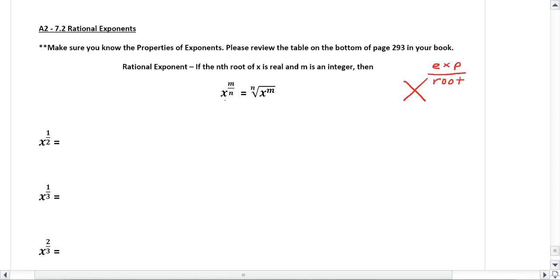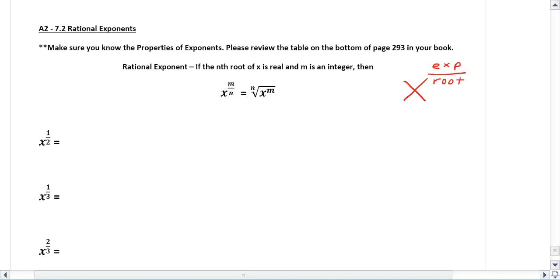All right, we're going to look at what happens when you have x to a fractional exponent. I rewrote it over here. The top number basically is the exponent. So this m is the exponent here. And this denominator is the root.